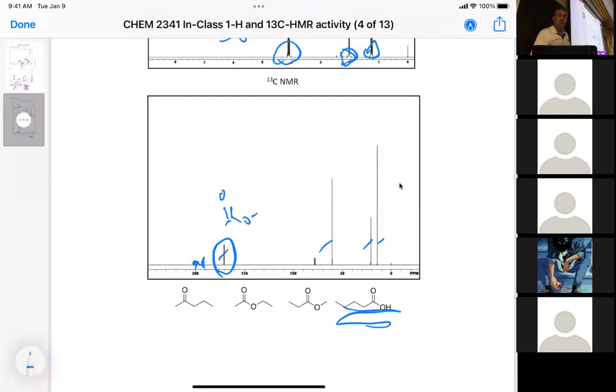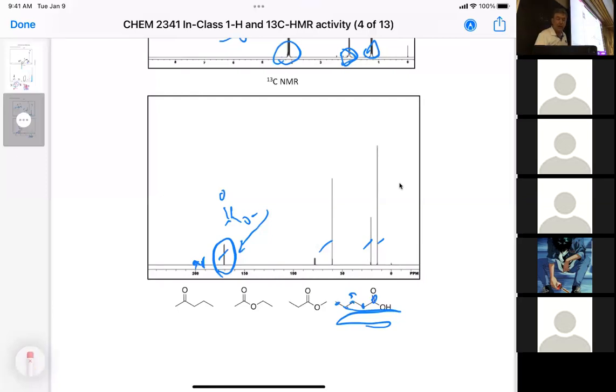No. Even though it fits the carbon NMR, we have one too many carbon peaks here. The carbonyl, 1, 2, 3, 4. That would give us 5 peaks. And we didn't see the OH in the proton NMR. So it can't be that one, okay?